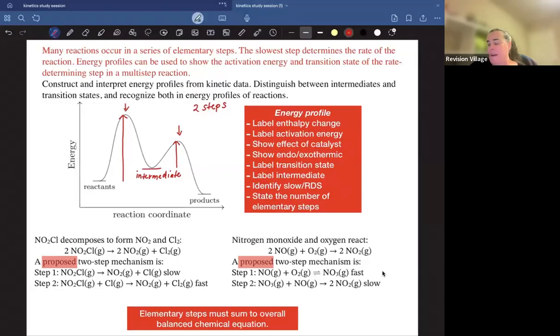So as you're looking at those two activation energies, I hope you notice that this activation energy is very big. And so few molecules in the system would have enough energy to overcome it. So this is going to be the slow step.